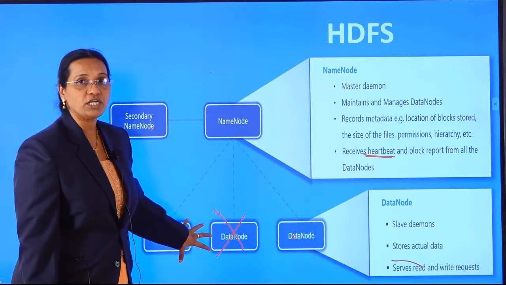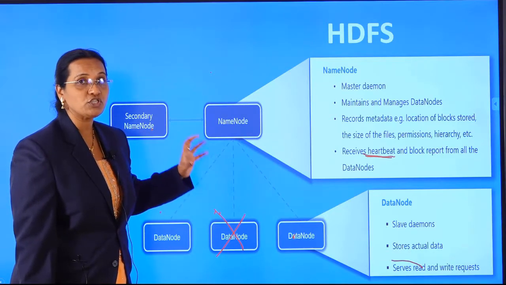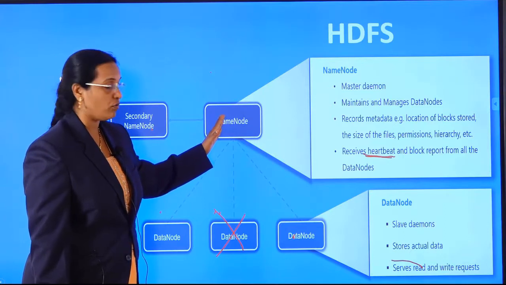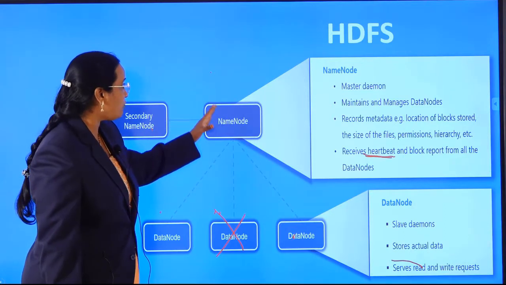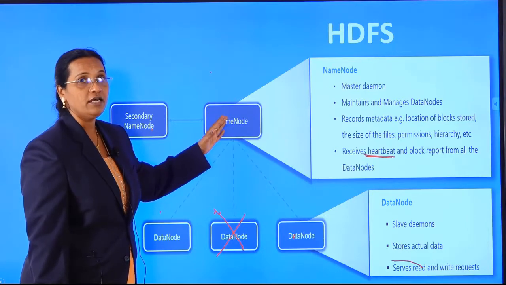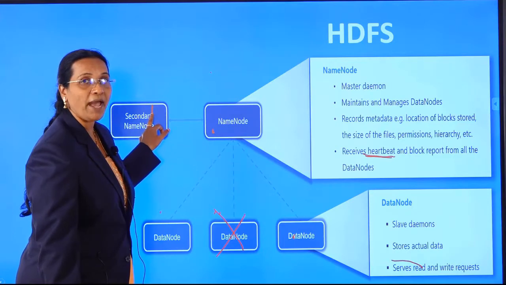What is the permission? What is the size of data? All such meta information is stored at the master node, which in this case is called the name node. If this name node is not able to work because of some hardware failure, the secondary name node will be maintaining the backup.